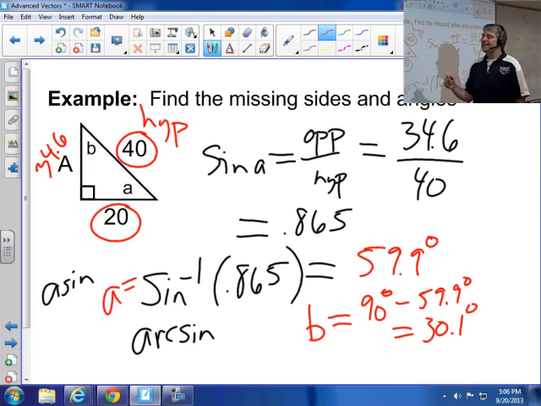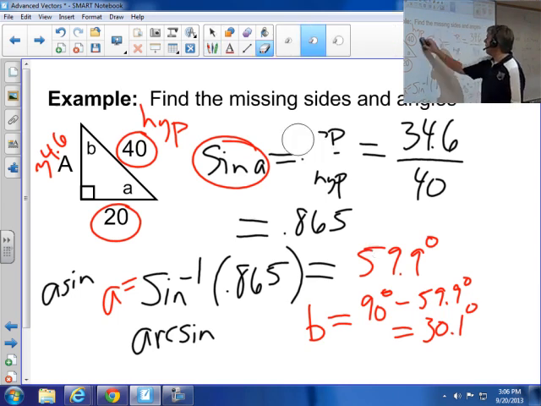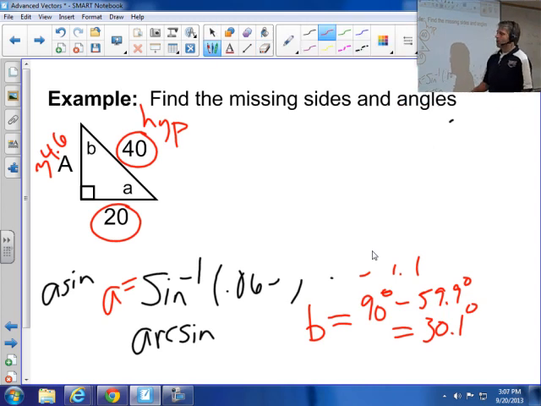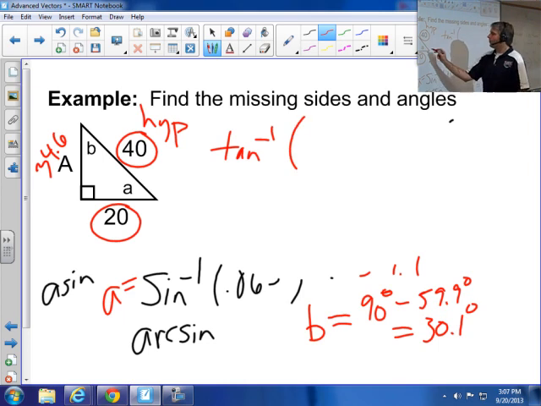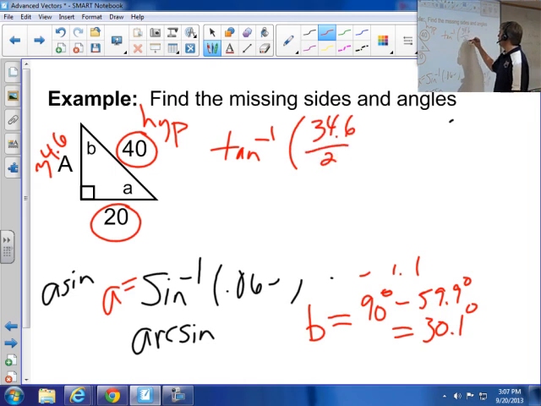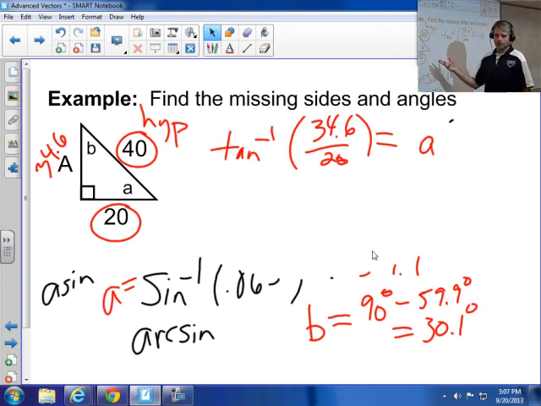Now, one thing I want you to notice is I didn't have to use sine. I could have used an inverse tangent or an inverse cosine, and it would have worked perfectly fine. Let me just show you how I would have written that very quickly. If I wanted to use tangent to find A, I would have said the inverse tangent of, and then for A, the tangent is opposite over the adjacent. That would have been 34.6 over 20. And if I entered this in my calculator, I would have gotten back the exact same angle A. And you could have done the same thing with an inverse cosine. All right, let's move on.